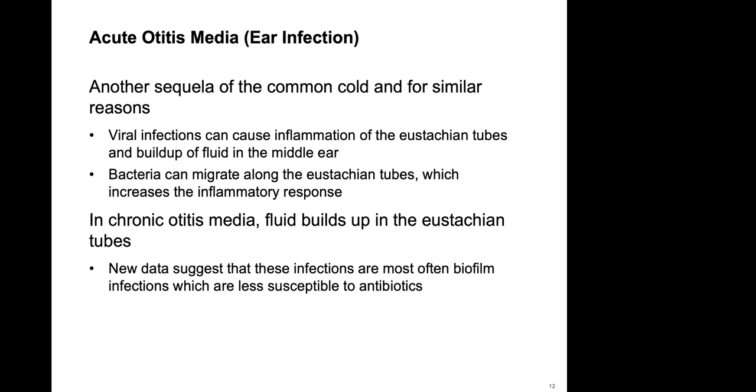In chronic otitis media, fluid builds up in the eustachian tubes, and new data suggests that these infections are most often biofilm infections. And unfortunately, with biofilms, antibiotics tend to be a lot less effective versus non-biofilm infections. One way to deal with these chronic infections is to have tubes put in the ears, which will help to drain that fluid so you don't get that buildup.